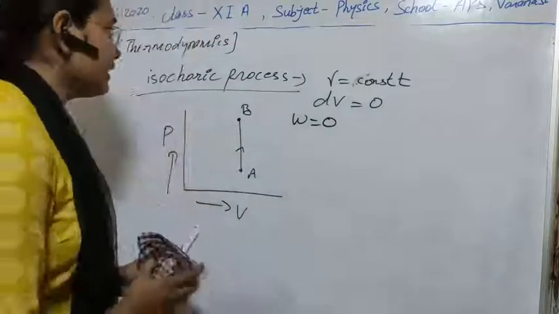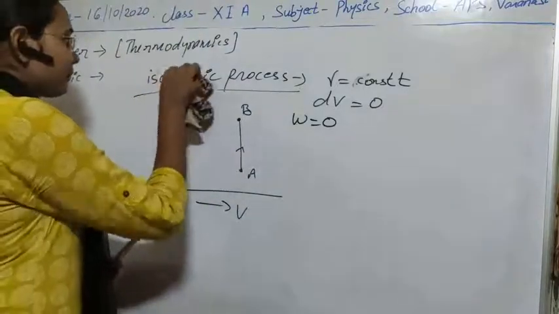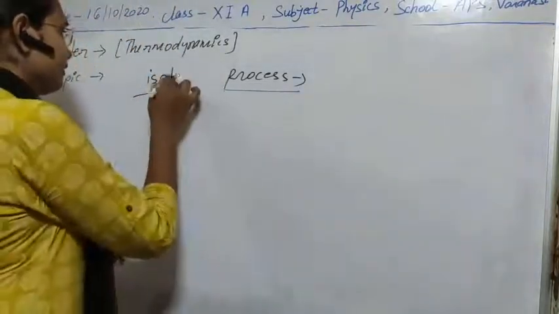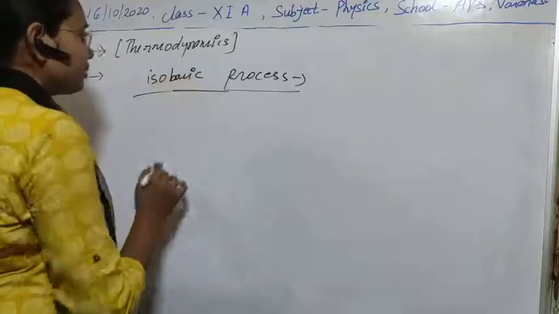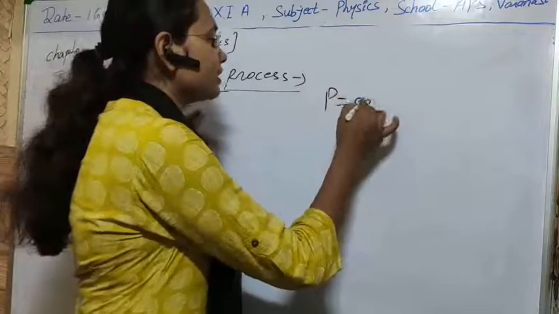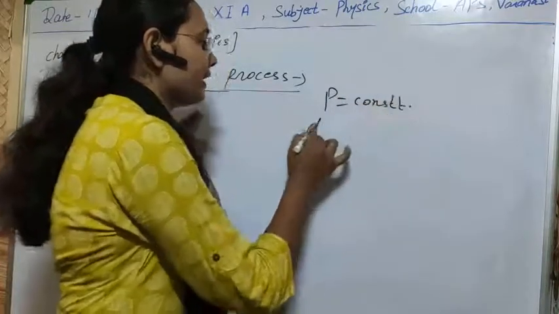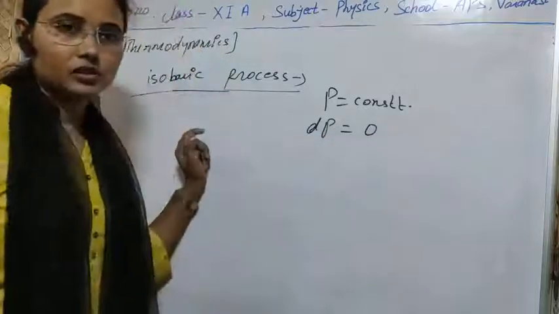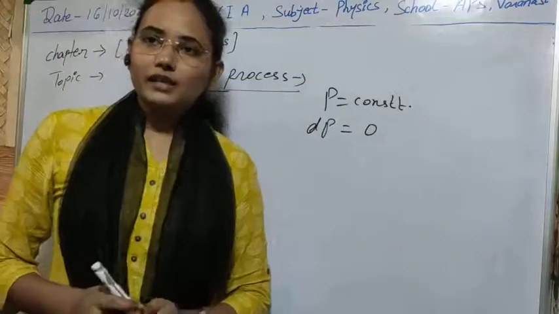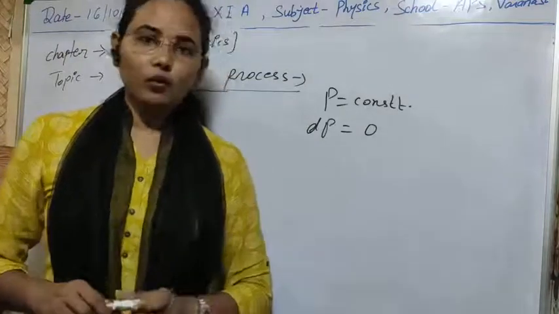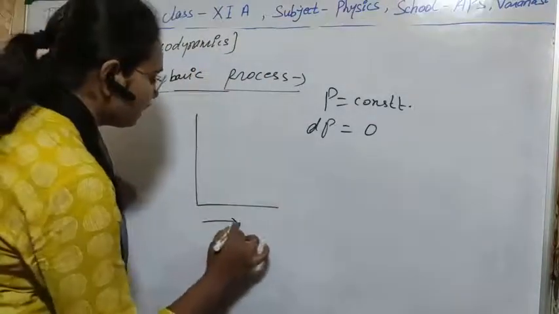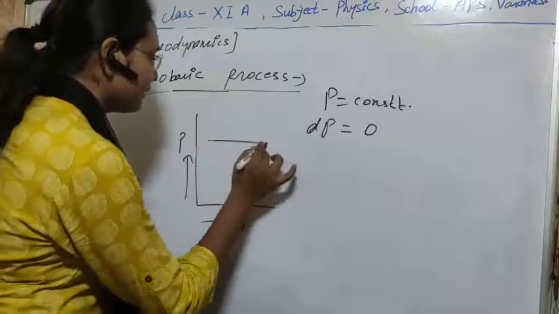The next case is the isobaric process. So what is an isobaric process? If we keep the pressure of the gas constant, then the process is known as isobaric. It means that the change in pressure will be 0. So if the change in pressure is 0, then obviously the change in volume will occur only due to the change in its temperature.